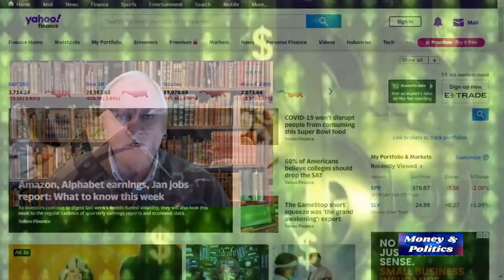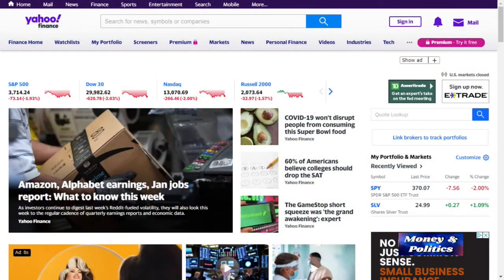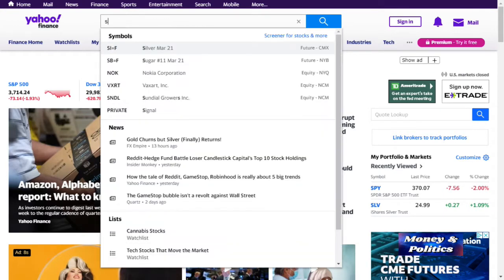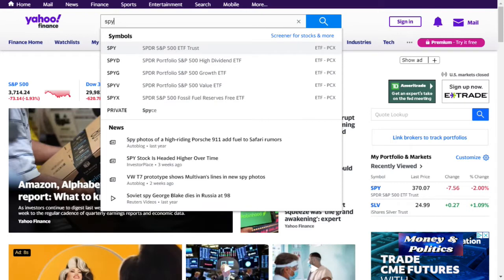And one of my favorite tools, and it's free, of course, is Yahoo Finance. This is the finance page. If someone says to buy something, one of the first things I do is I'll come here and I start with SPY. SPY is the symbol for the Standard & Poor's 500 index.